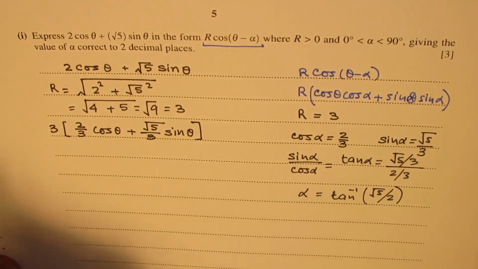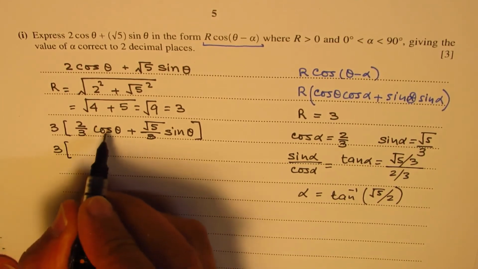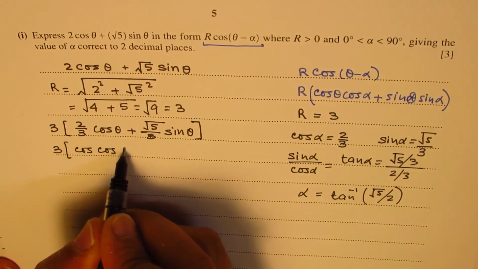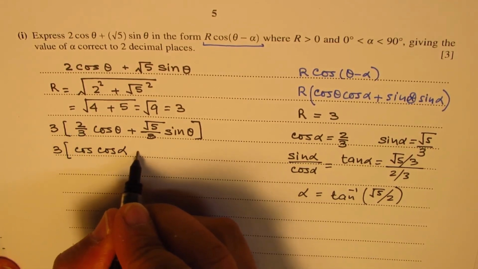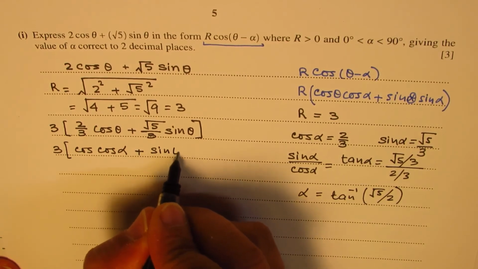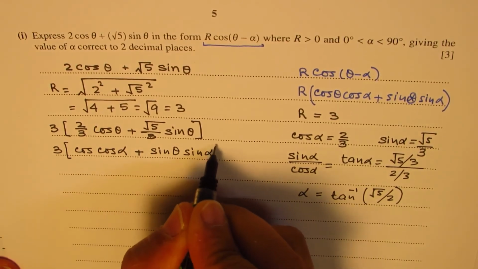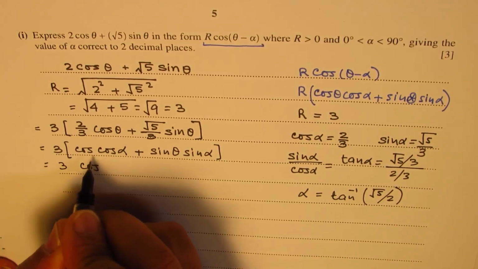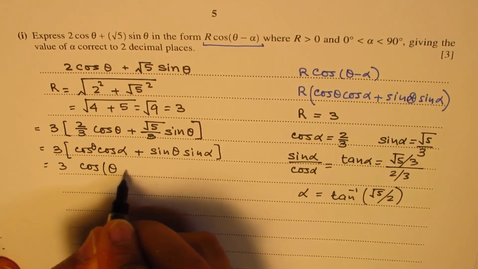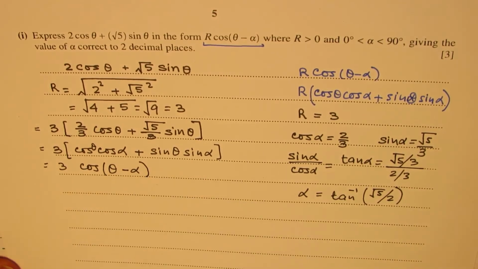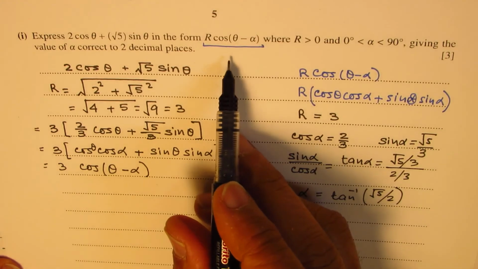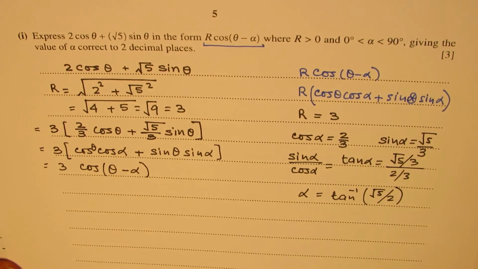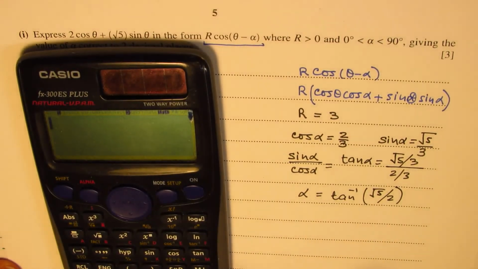Now look here. On this side, it's better to write this as cos theta cos of alpha, where cos alpha is 2 over 3, plus sine theta sine alpha, and that could be written as 3 times cos of theta minus alpha. So we got what we really needed. Here we can now compare and we can write what alpha is. So alpha is tan inverse of square root 5 over 2.